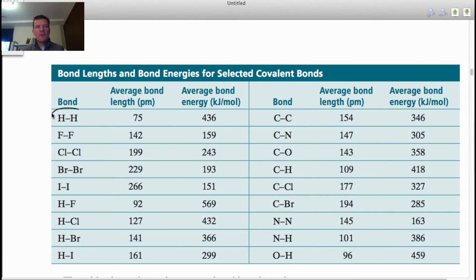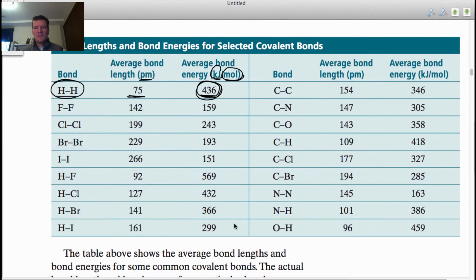So you can see here, if we have a hydrogen-hydrogen bond, this is showing you the length of that bond in a unit called picometers. That's tiny, tiny, tiny. Okay? And here we have the average bond energy. This is, again, the energy needed in kilojoules per mole of atoms. How much energy it would take to break that bond. And you have a whole list here. A whole list of different ones.